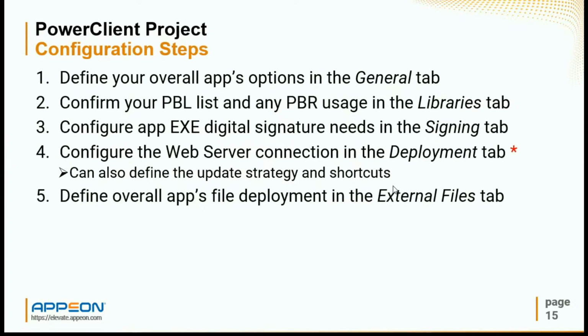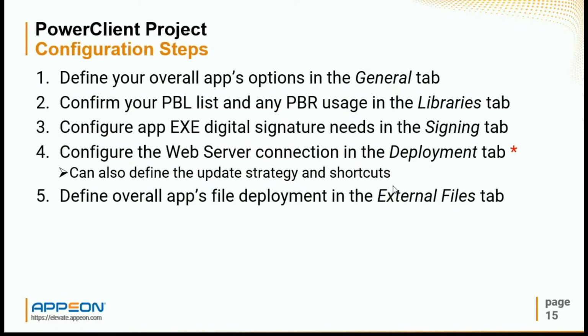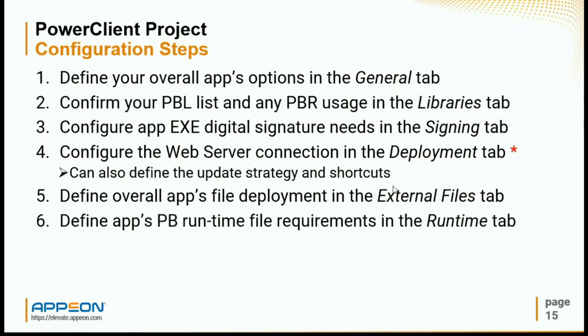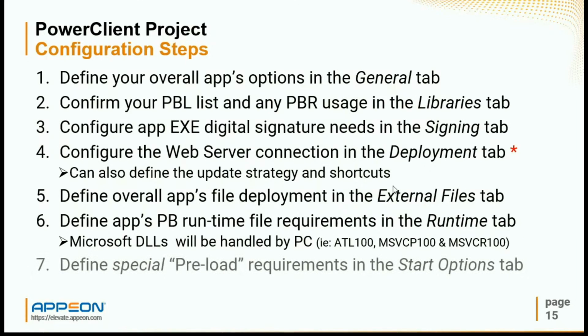Define the overall app's file deployment in the External Files tab. External files will be like third-party OCXs or DLLs, for example. And then define the PowerBuilder runtime file requirements in the Runtime tab. Note that PowerClient Server will automatically handle the DLLs. For example, the PowerBuilder packager never accounted for ATL100, MSVCP, or MSVCR100 files. You had to package them separately. This will be done automatically now in the PowerClient Server or to the actual workstation.